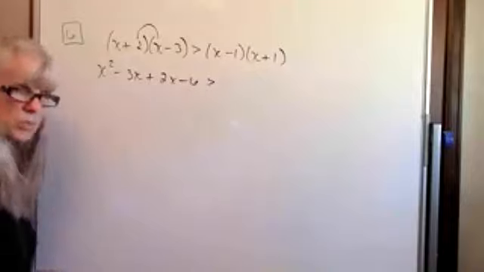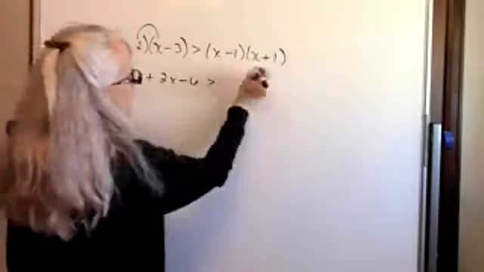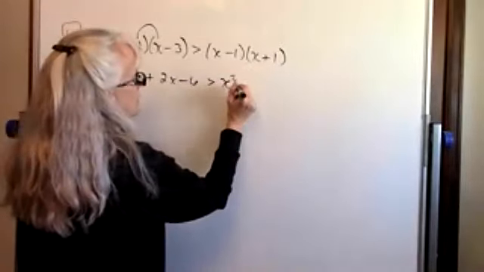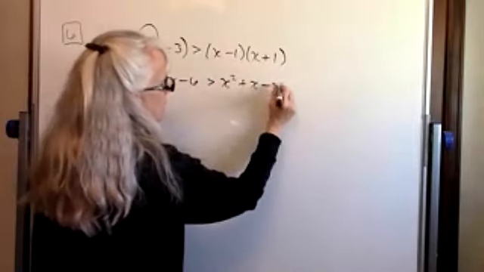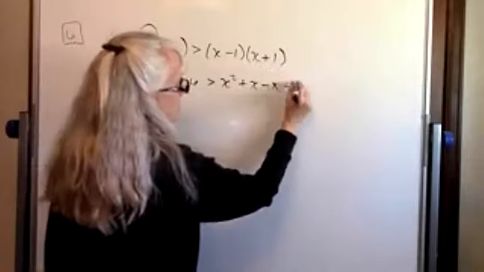On the other side, we'll FOIL that one too. So we're going to do x times x. This is x squared. X times 1 is 1x. -1 times x gives me a -x. And the -1 times the +1 gives me -1.